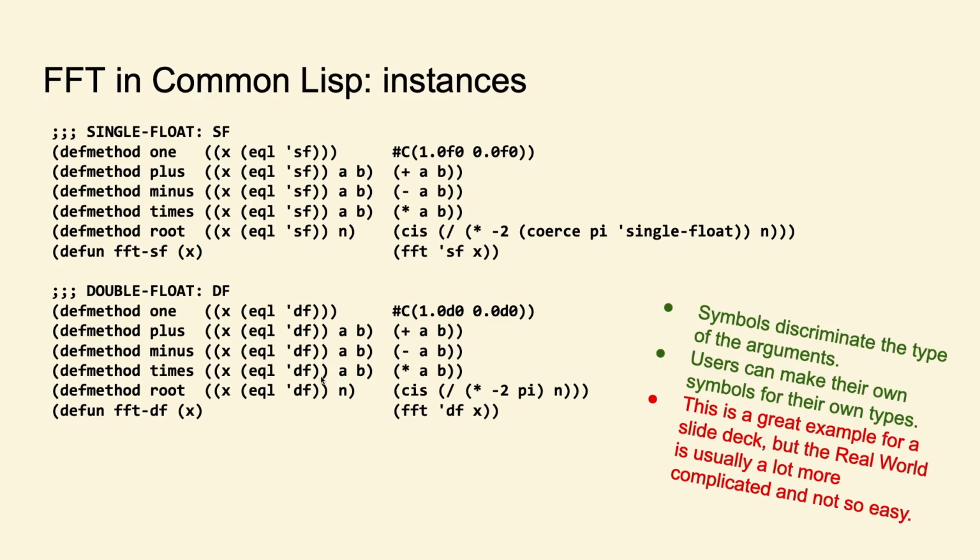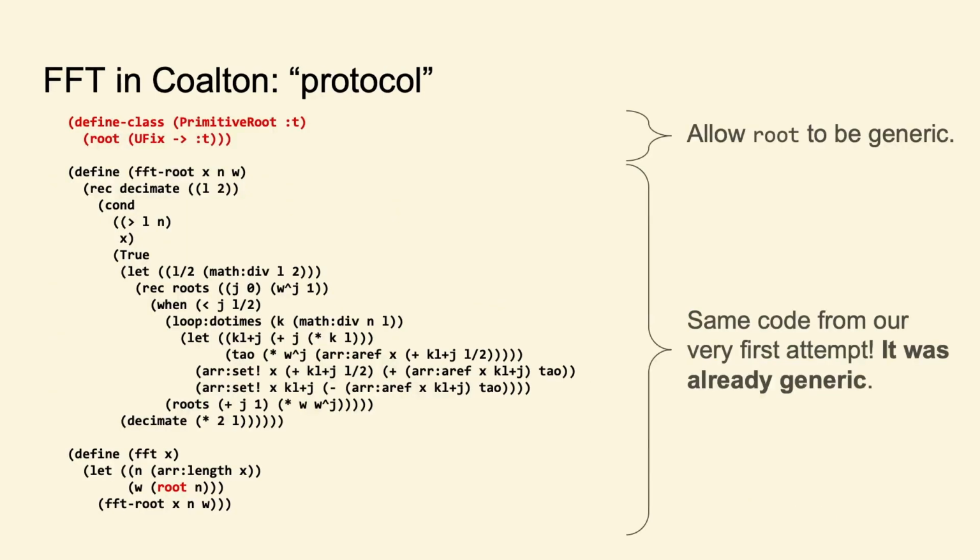This might not work very well in a very real-world example. It definitely works for this small FFT example. I don't know how well this approach is going to scale, but it works. The Coalton, on the other hand, was already generic to begin with. We never specialize it to work on any particular number type. It already works on all types that satisfy the properties that you need for numbers.